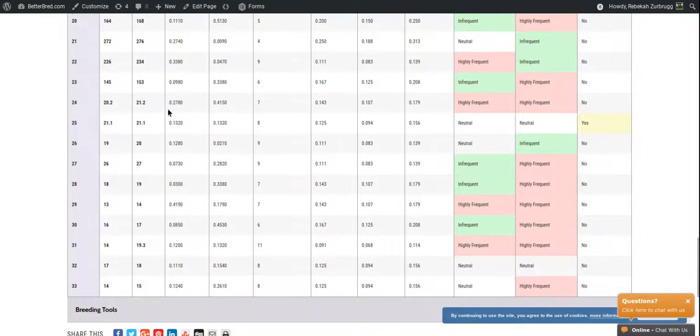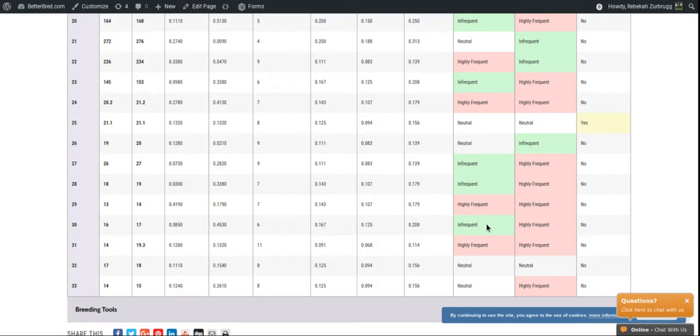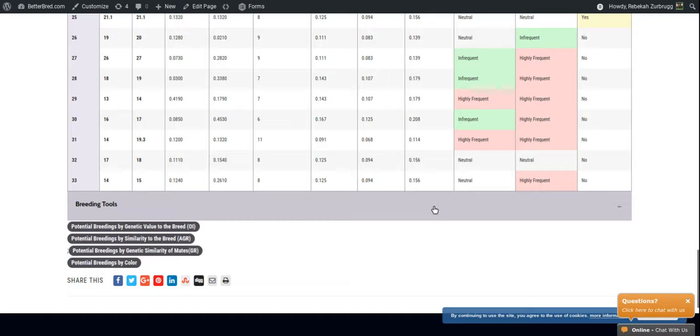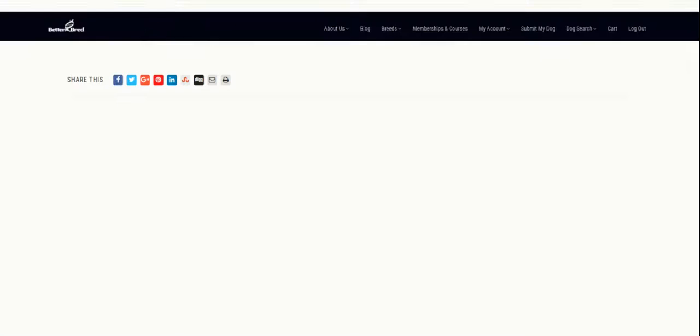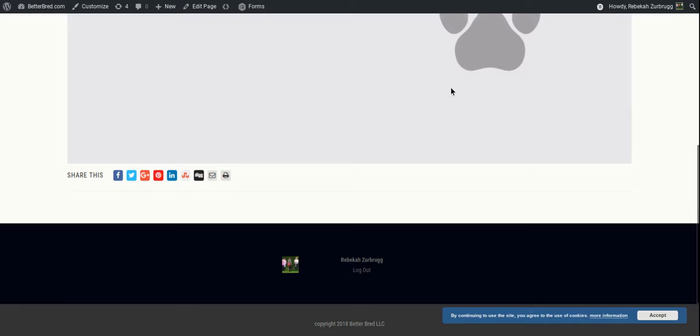So you can see here what genes are infrequent and neutral. And if you want to do breeding tools, you would click on one of these, or alternatively, you can go back to his profile and find the breeding tools on the profile as well, right here.